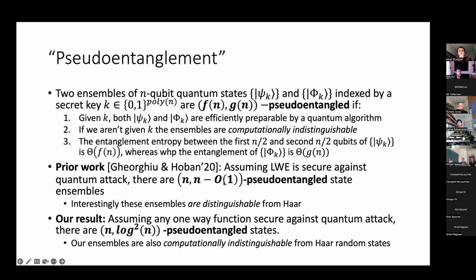It's actually a fun exercise to look at their ensemble of states and see why it's distinguishable from Haar. It has something to do with the fact that LWE has a certain linear structure, because it has to do with a noisy system of linear equations. And it turns out there's a pretty simple distinguisher that makes use of that structure to distinguish these states from Haar-random.